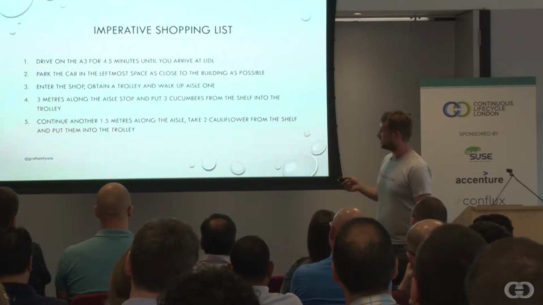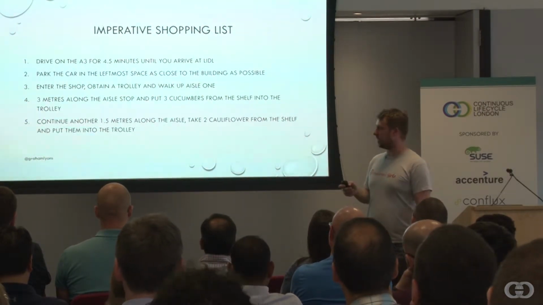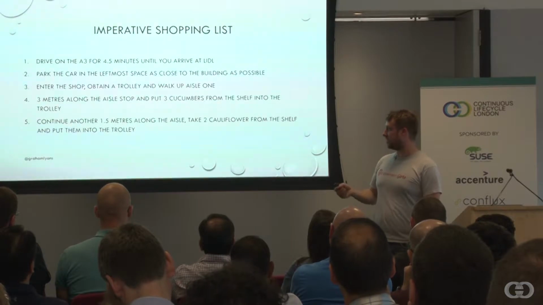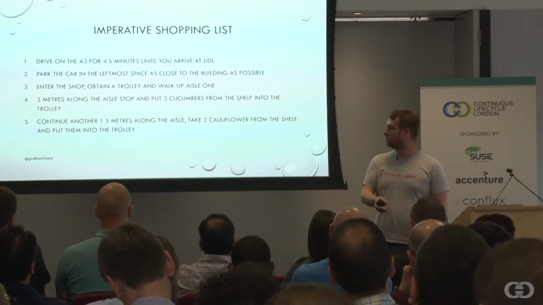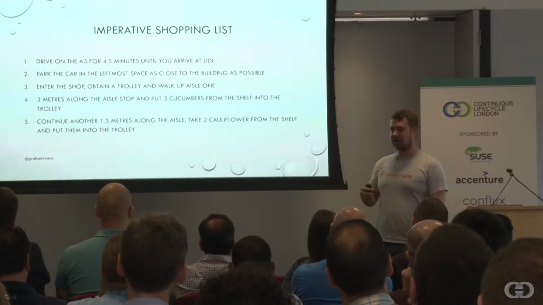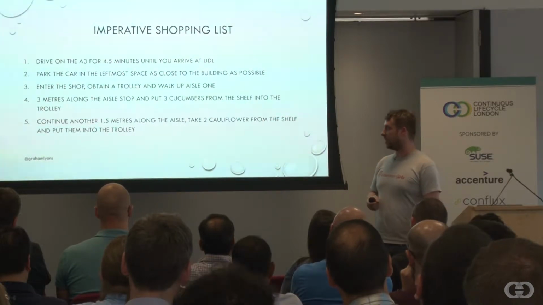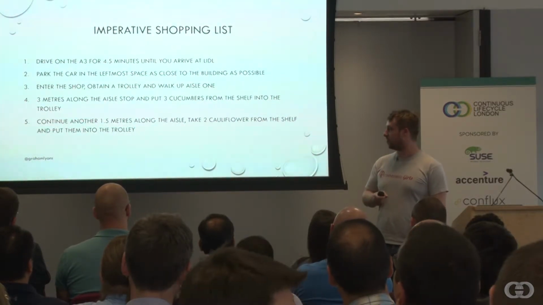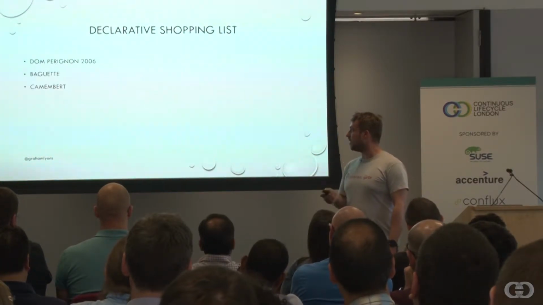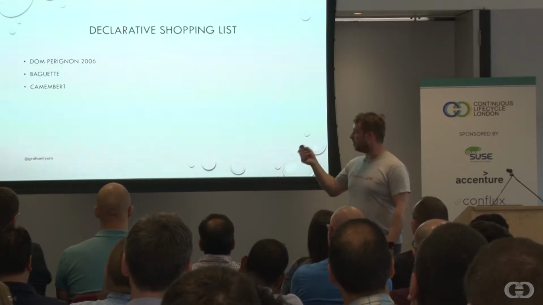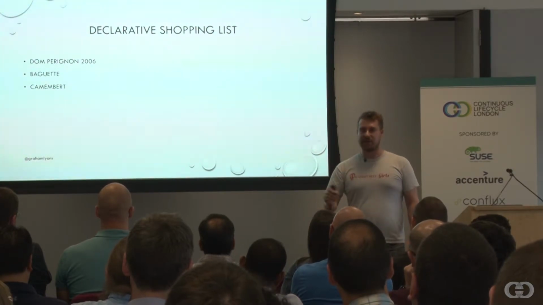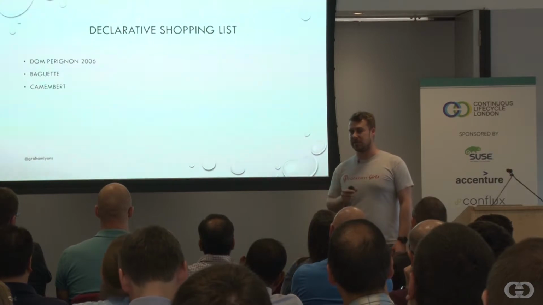So if you think of a shopping list, if you give somebody a shopping list, which is a list of instructions, how to get to the shops, how to actually get into the store, which aisles to walk down, which shelves to reach up to, and all the other kind of minutiae of performing a successful shopping trip, then not only are you an insufferable micromanaging control freak, but you've also written the world's first imperative shopping list. Whereas a normal shopping list would have Dom Perignon 2006, baguette, camembert, and you would just hand that to somebody. You don't care how it gets to you or where it comes from. You've just described an end state that you want to be in.